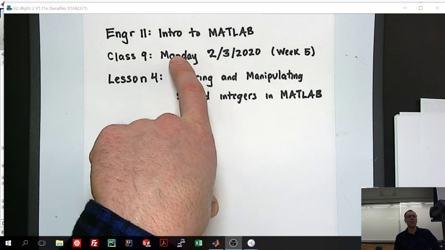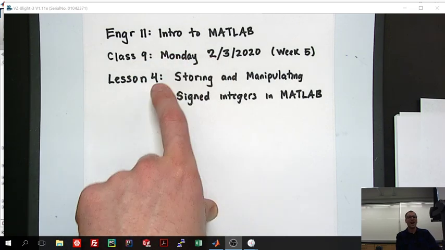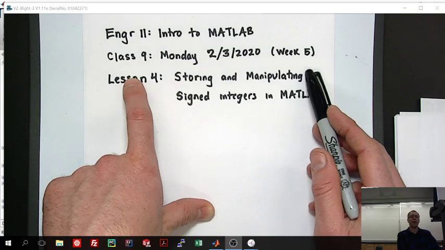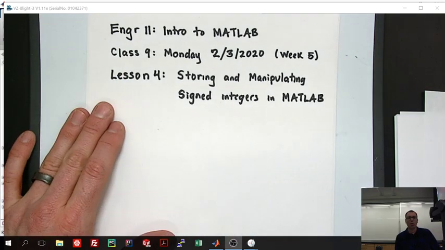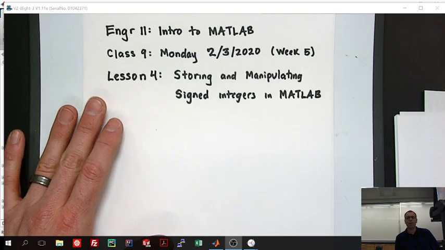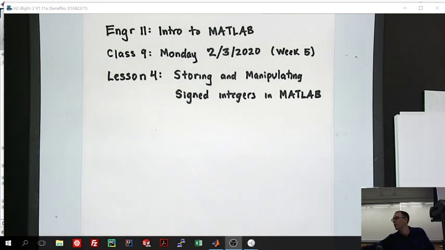I know for sure it's Monday the 3rd of 2020. I think this is week 5, and if this is week 5, that means this is class number 9. Today we're working through more information about signed integers, storing and manipulating integers. Any updates on that, if this is indeed class number 9? I believe it's class 9. Yeah, let's go ahead and check. Yeah? Confirm that.